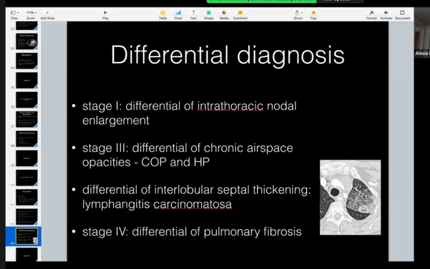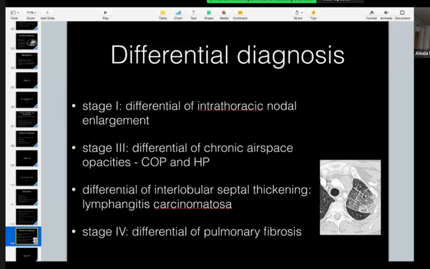With stage 3 sarcoidosis, that involves just the lung parenchyma with no significant intrathoracic lymph node enlargement. And the differential of that would be cryptogenic organizing pneumonia, because there's involvement of the lung parenchyma, and also hypersensitivity pneumonitis, which we'll see an example of soon.